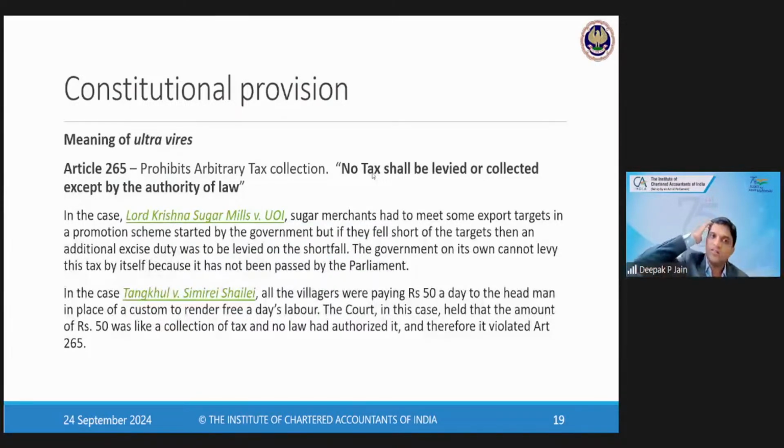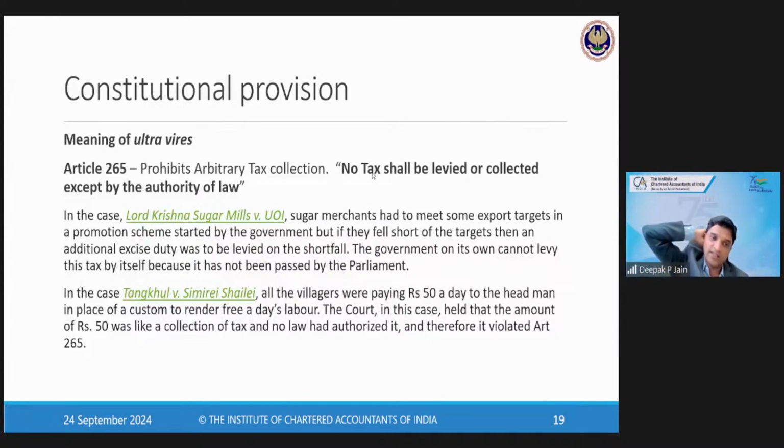The second case law is, in fact, this case law is not relevant for you. You don't have to remember these case laws, but just to keep the curiosity and to see how practically Article 265 will work. That's why I'm giving you a practical scenario of cases which went up to the Supreme Court.